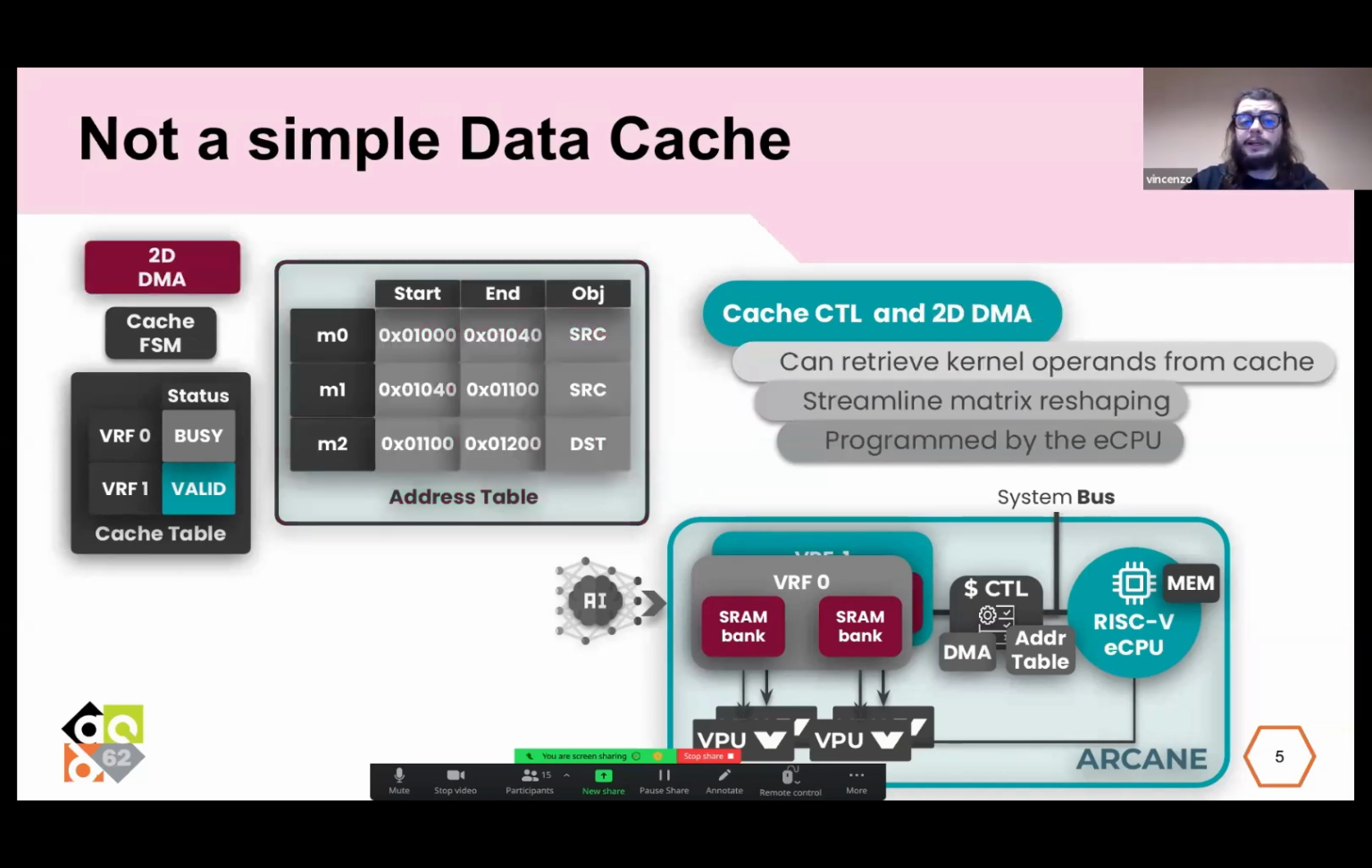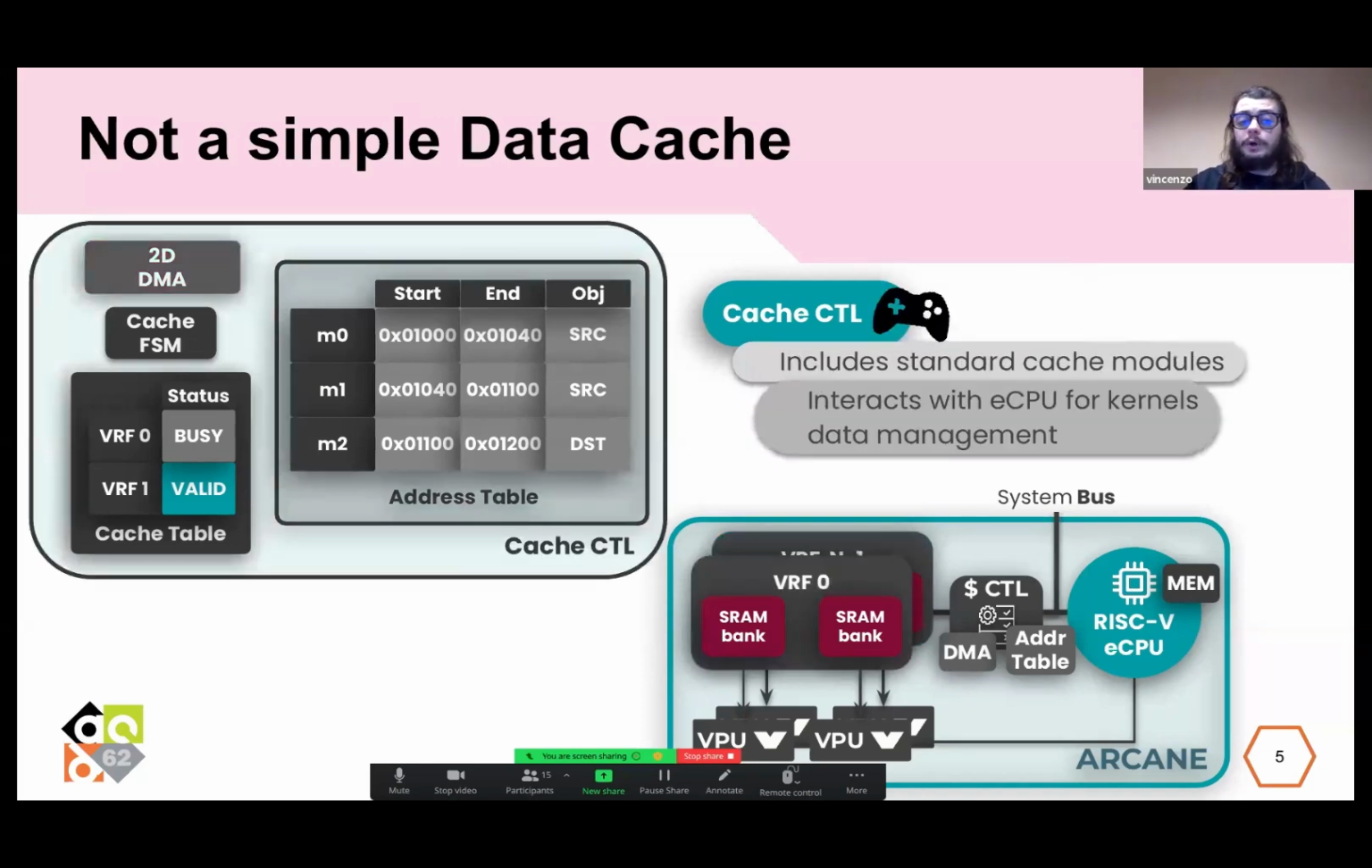Then inside our data cache, we have a two-dimensional DMA. It is helpful because the embedded CPU that you see within Arcane is capable of programming it so that we can move the matrices from the memory or from within the cache in a way that is amenable to the vector processing units, so that they can fetch all the rows from a matrix, for instance. In this way, we are very fast in reshaping the matrices within the cache without wasting many clock cycles. All of these modules compose a smaller module, the cache controller.